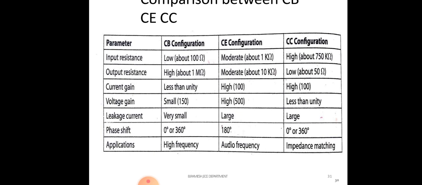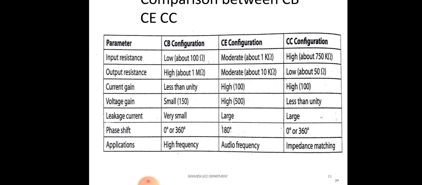Voltage gain: about 150 in the common base configuration. In the common emitter configuration the voltage gain is 500, and in the common collector configuration the voltage gain is less than unity. Leakage current is very small in the common base configuration, and large in the common collector and common emitter configurations.